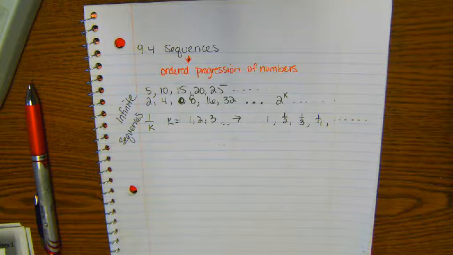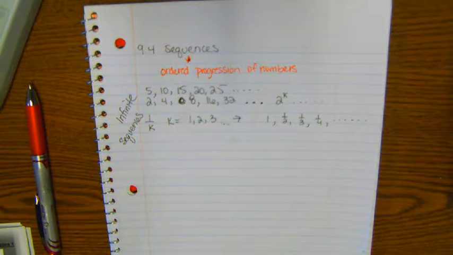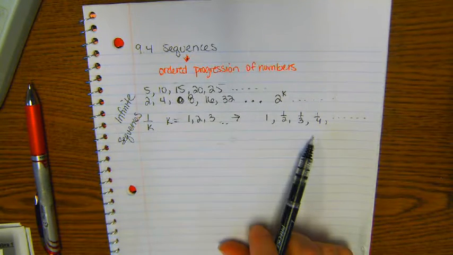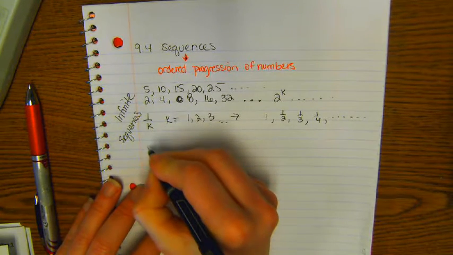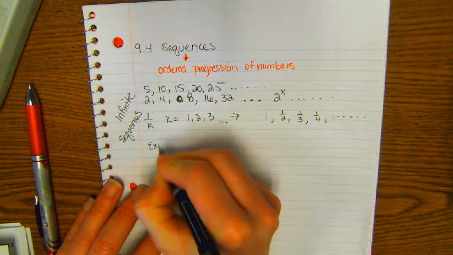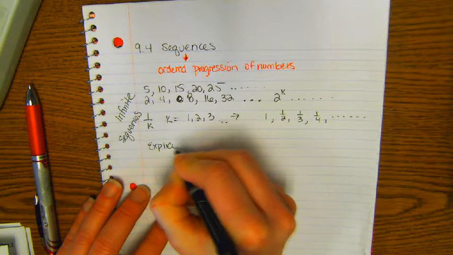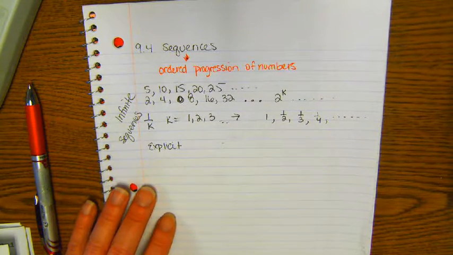Which of these sequences, then, which of these sequences does it look like is going to converge? The last one, right? Okay. Good. All right. So then we should review explicit and recursive. There's two different ways we can define sequences.